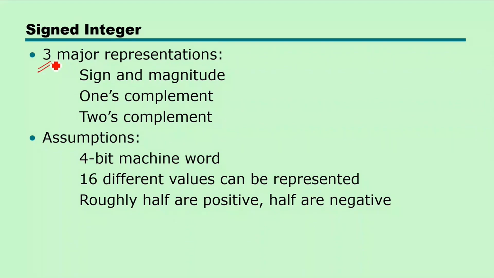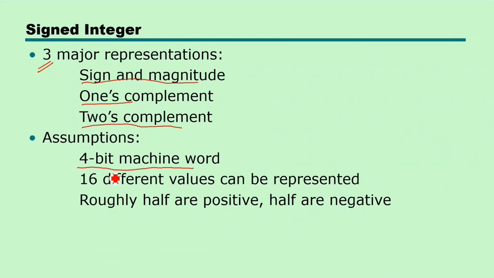So in terms of signed integers, basically we use three major representations. One is sign and magnitude representation, one is 1's complement, and one is 2's complement. Here, for the explanation of these three types, we have considered a 4-bit word size.